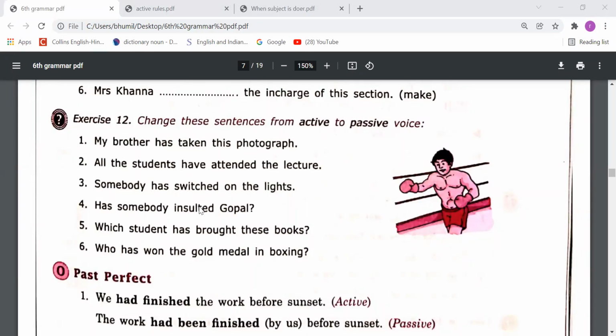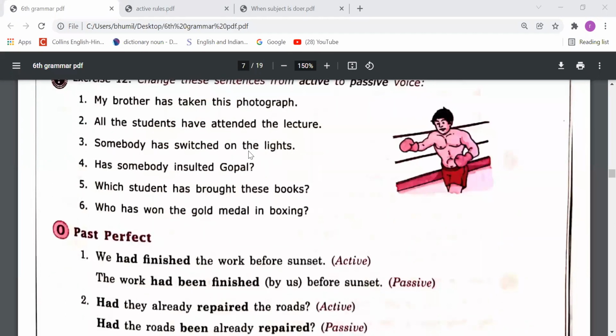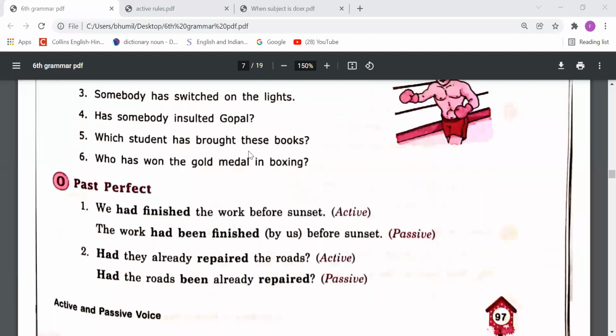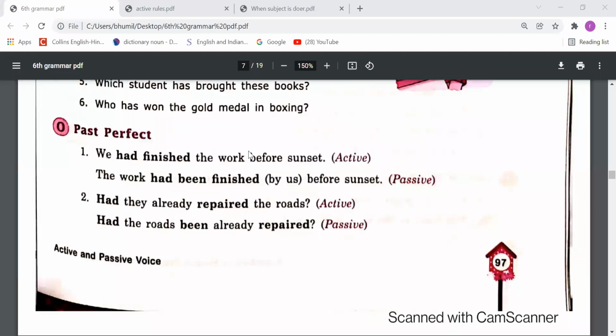So the answer can be: my brother has taken this photograph, so this photograph has been taken by my brother, right? This photograph has been taken by my brother. Very good. So the rest of the sentences you should do by yourself because we don't have much time and we have to complete this chapter. Now past perfect: we had finished the work before sunset.